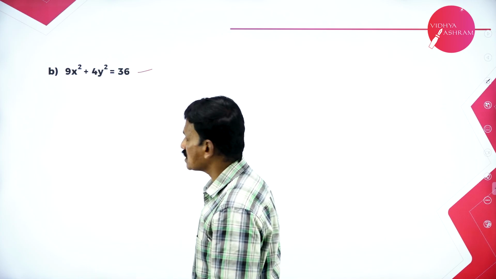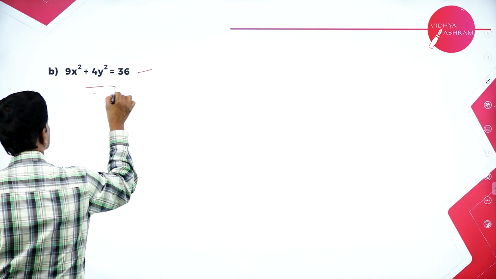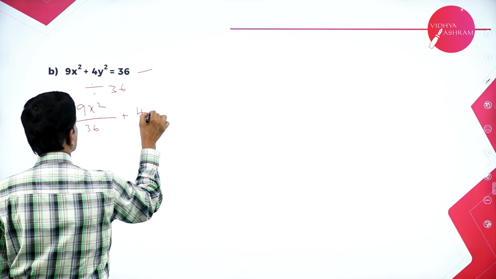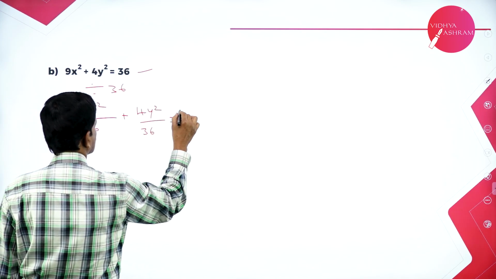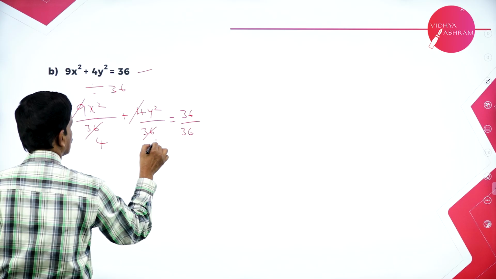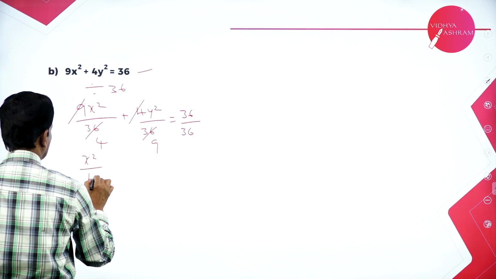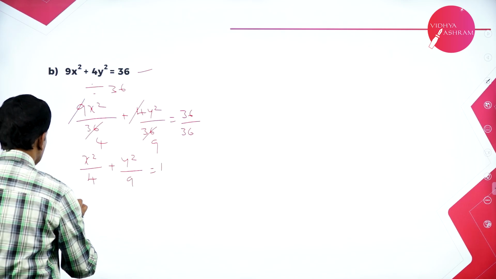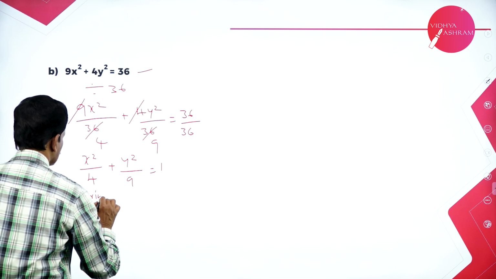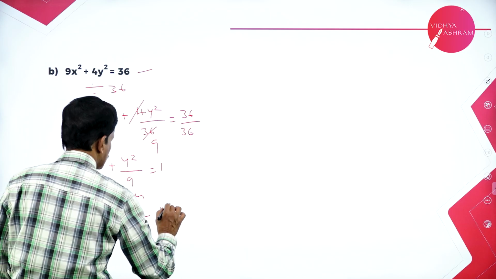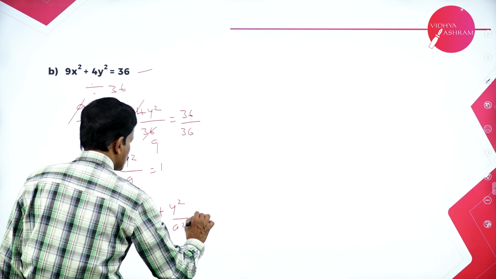9x square plus 4y square is equal to 36. Now let us convert this to the standard form first. Divide by 36. So 9x square divided by 36 plus 4y square by 36 is equal to 36 by 36. 9 4s are 4 9s are 36 gets cancelled. x square by 4 plus y square by 9 is equal to 1. Now this is of the form, comparing with x square by b square plus y square by a square is equal to 1.